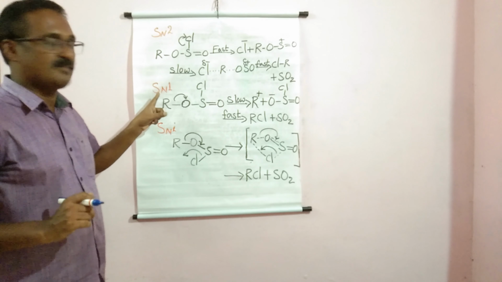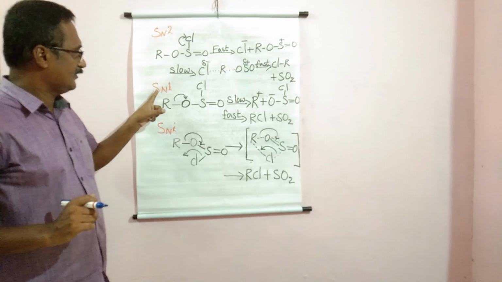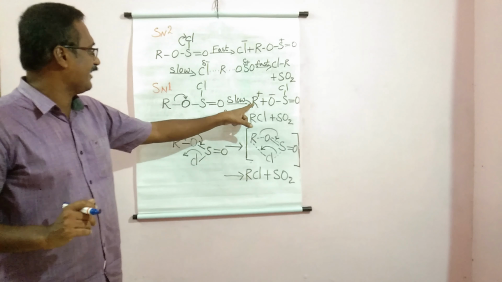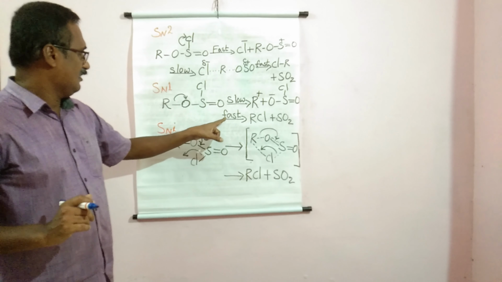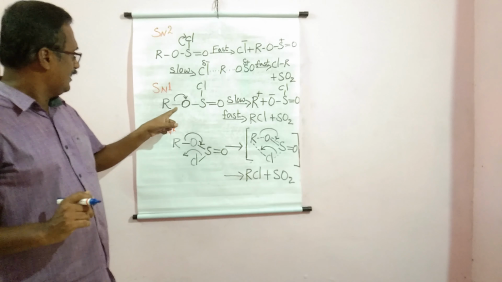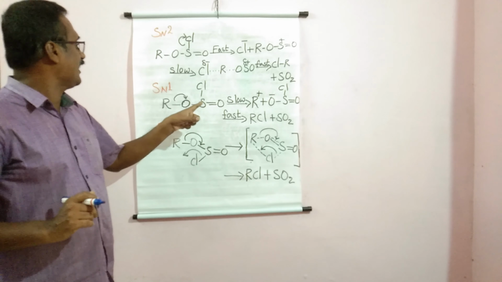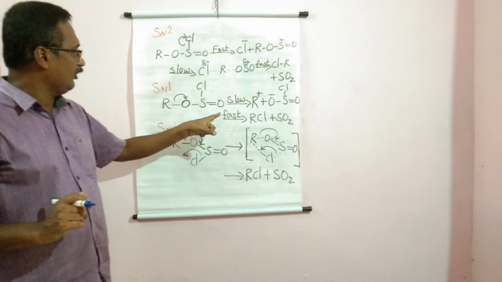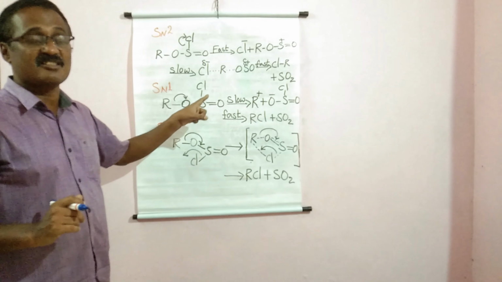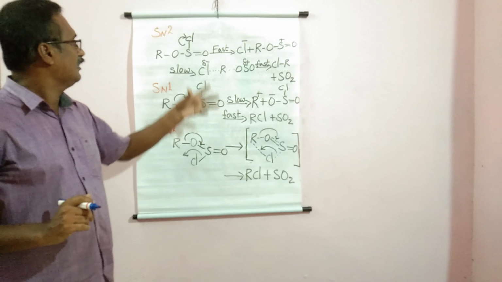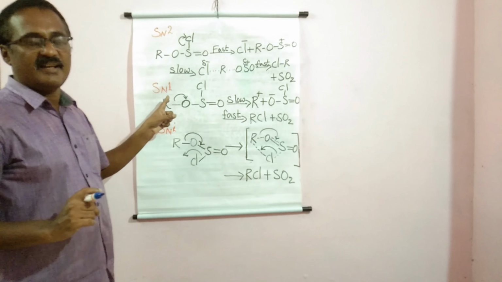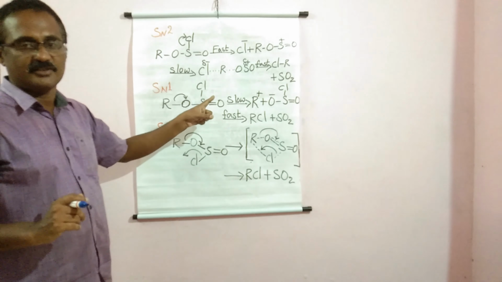If this reaction takes place by SN1 mechanism, it is a two-stage process. First step, formation of carbocation, then formation of alkyl halide. If the reaction takes place by SN1 pathway, we will expect racemization. But no racemized product is obtained in this reaction. So SN2 is not possible and SN1 is not possible in this reaction.